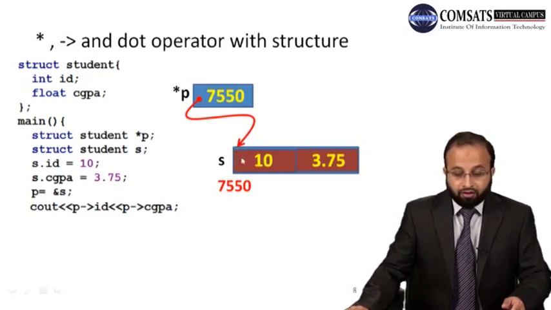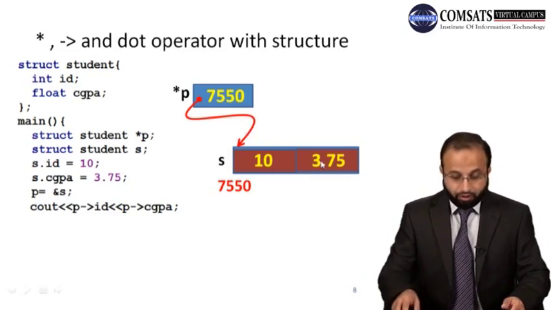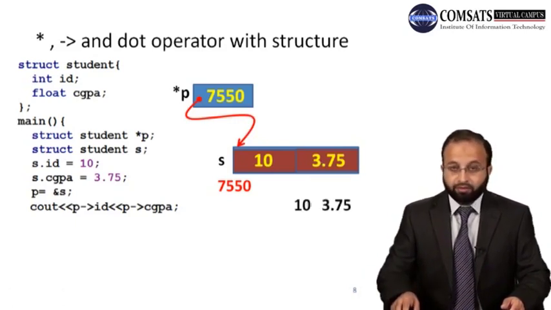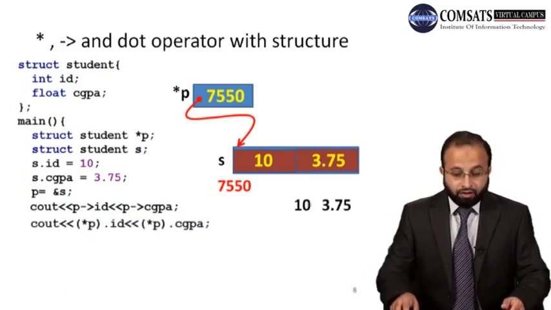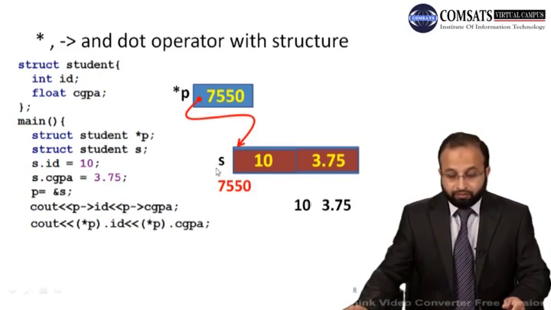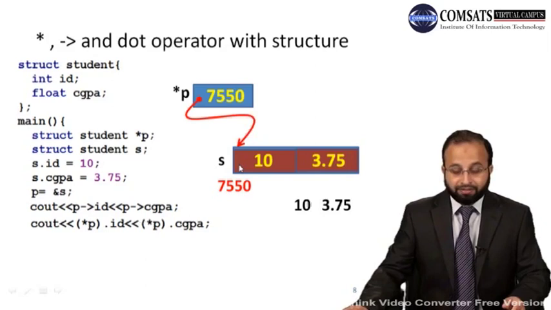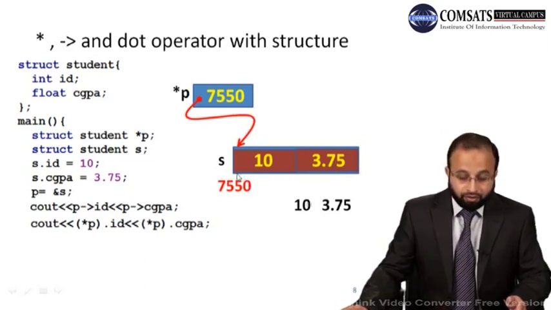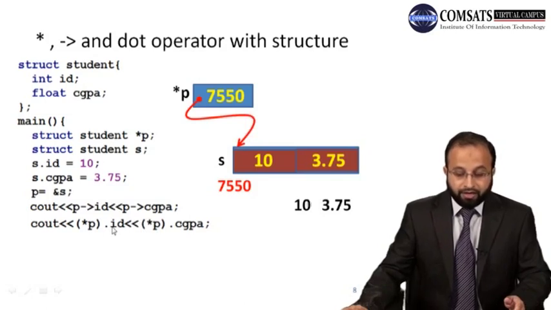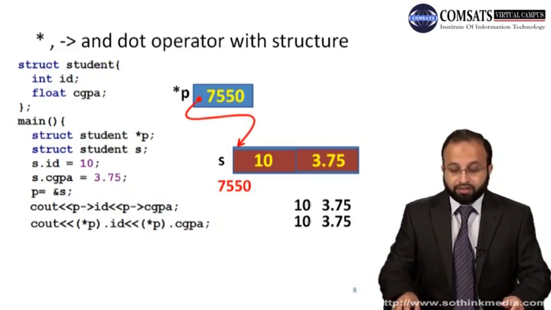So you write id, or you can write cgpa. The output of this cout statement is 3.75, or you can write *p. *p is the value at address 7550. So this is the value at address 7550, and the value at address 7550 is id and cgpa. Now what values are you going to access? First you mention id, second you mention cgpa, right? So again the output is 10 and 3.75, right?